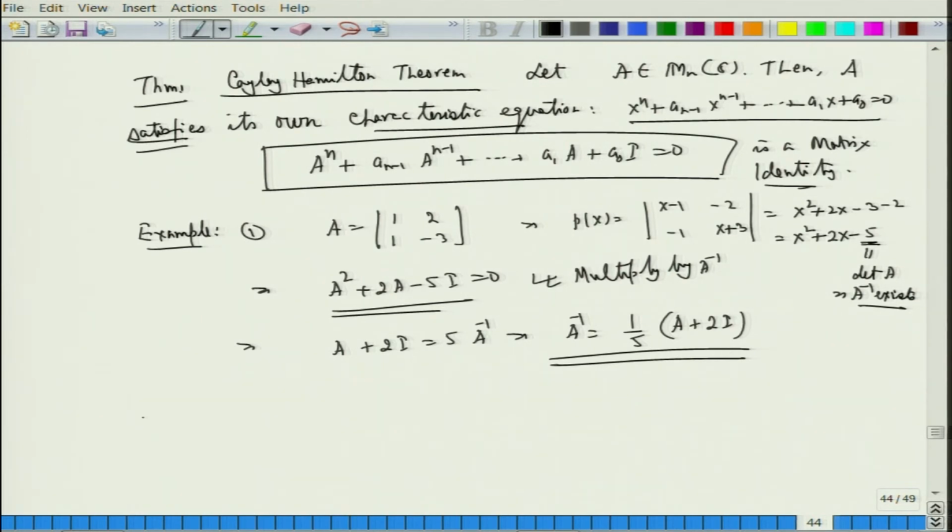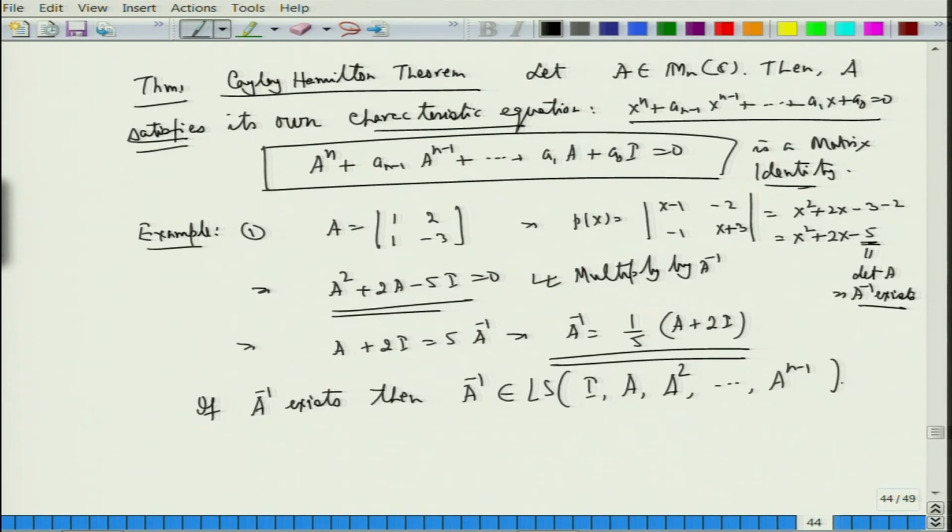So, this part tells me, as an application of this, or the understanding of this, that if A inverse exists, then A inverse belongs to the linear span of I, A, A square, till A to the power n minus 1. All right. So, you are able to say that A inverse is also in the linear span. Let us understand what I am trying to say here.